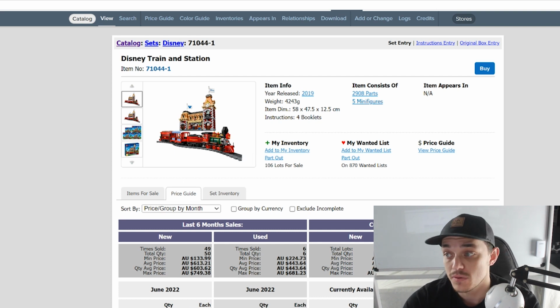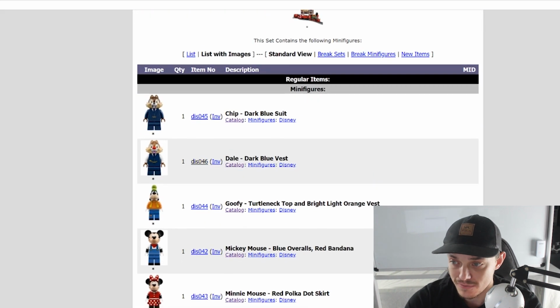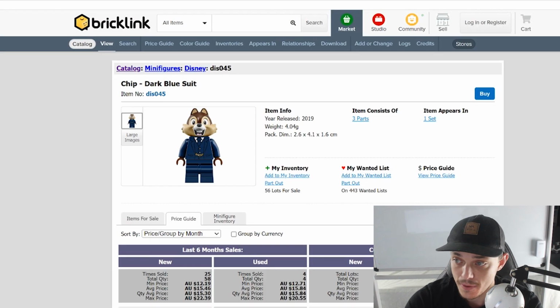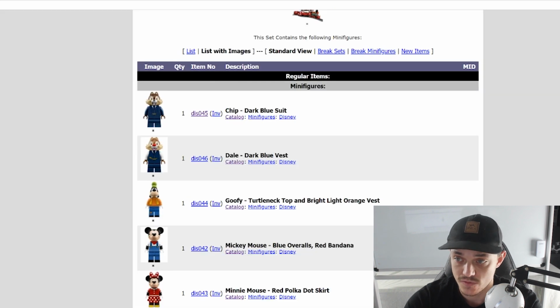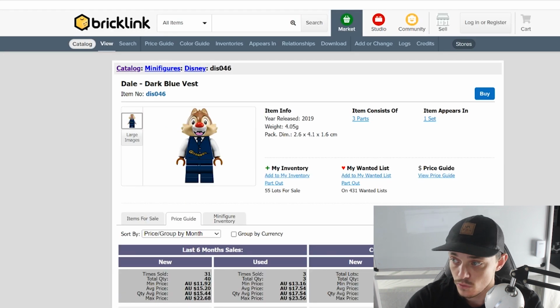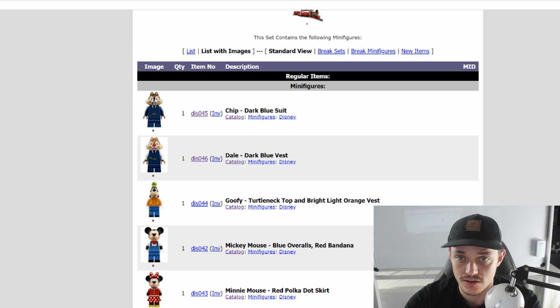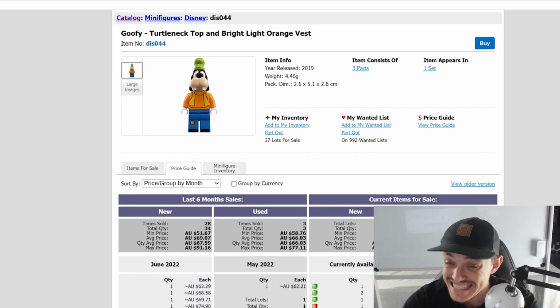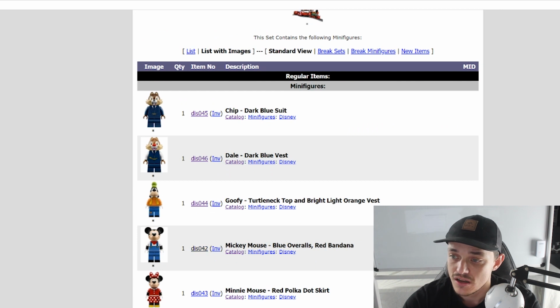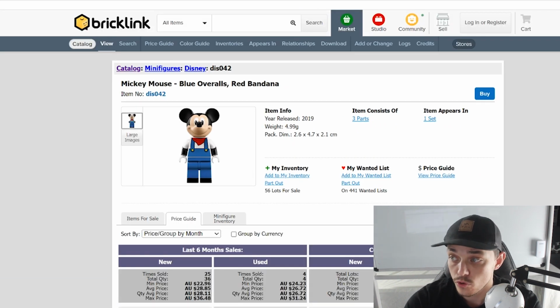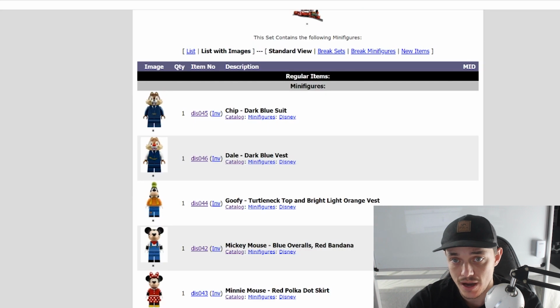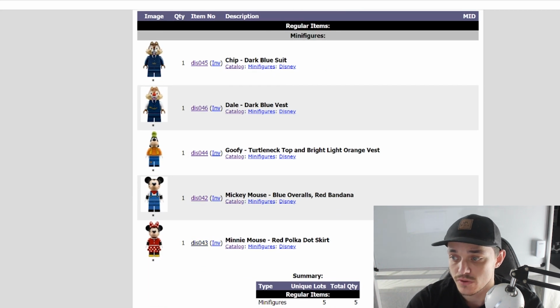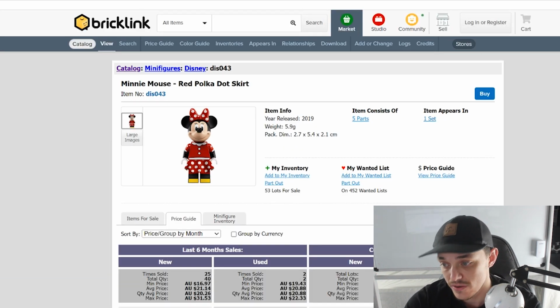No, I don't. This one did have 5 minifigs, and we'll just go through them. It did have Chip, which he was an exclusive and sells for $15. It did have Dale. He's exclusive, sold for $15 as well. Goofy, exclusive, sells for $69. Then we do have the Mickey Mouse with the blue overalls, which is exclusive, $28. And Minnie Mouse with the red polka dot shirt, exclusive, $21.